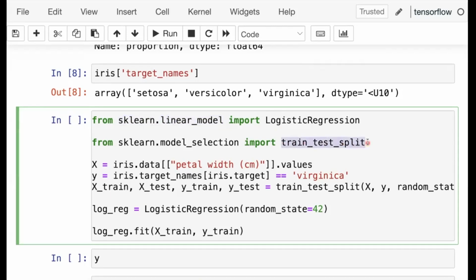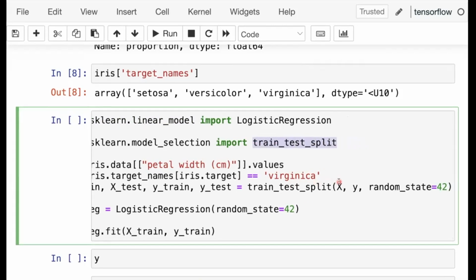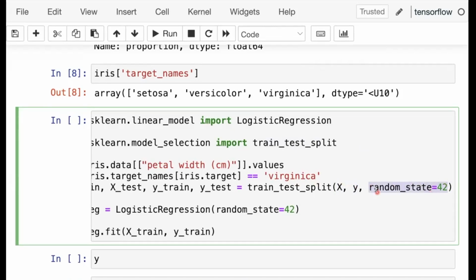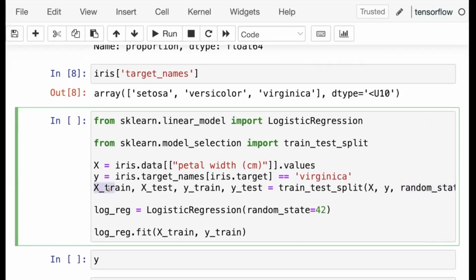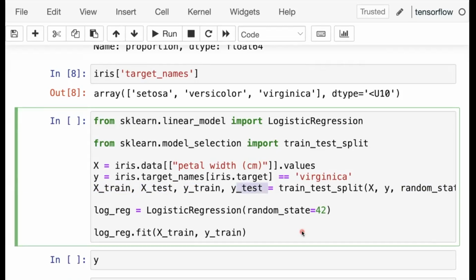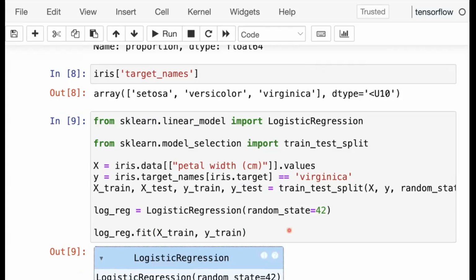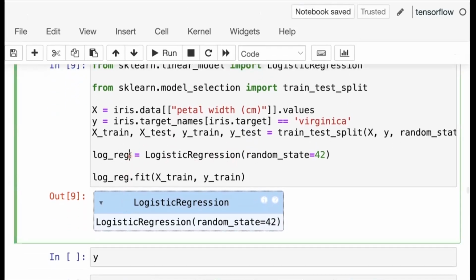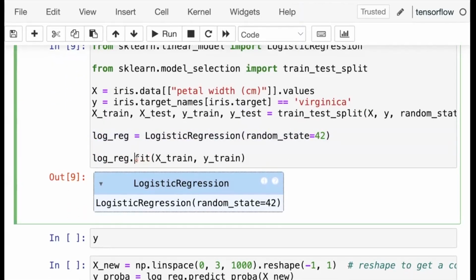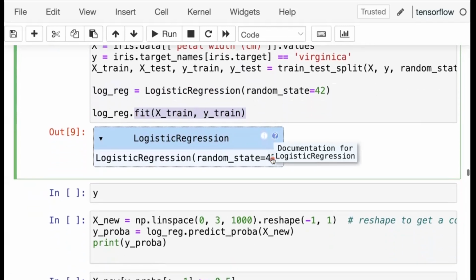And we're also going to use train test split. So in train test split, we provide our data matrix, target vector, and some random number seed to make sure that we can do this consistently if we run this multiple times. And this gives us the X train and Y train, X test, and Y test. And then we can instantiate this logistic regression class to get this object, and then we do dot fit and we provide our training data.